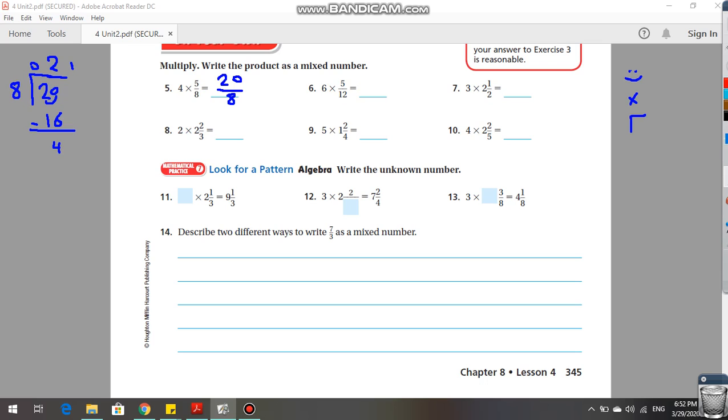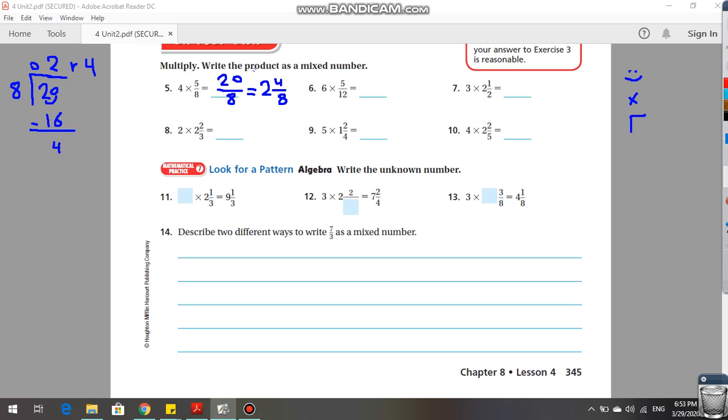So the remainder is 4. So I'm gonna say equals, whole number is what? 2. And my fraction is, the remainder is 4. So I'm gonna write it in the numerator, and the denominator never changes.